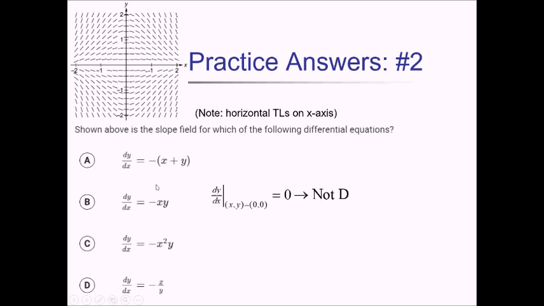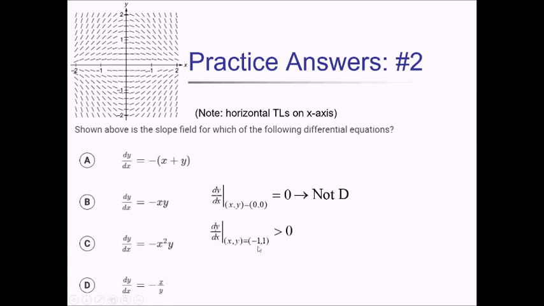In order to differentiate between the other ones, I want an x and a y value that are different, but I still want something easy. So I'm going to try out maybe (-1, 1). If I look at my graph there, I'm not really sure what the slope is, but I'm pretty sure it's positive. So at the very least, I can say the derivative at (-1, 1) is greater than 0.